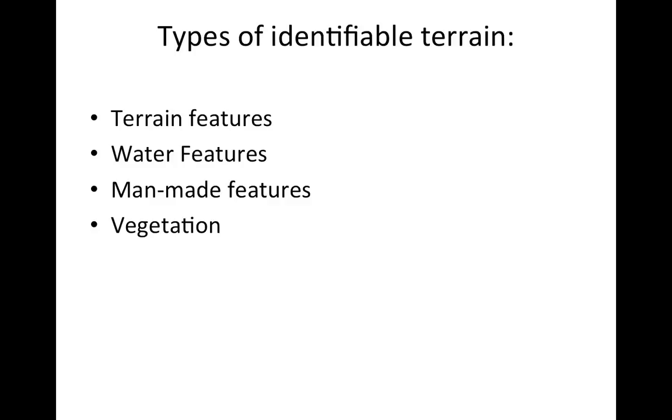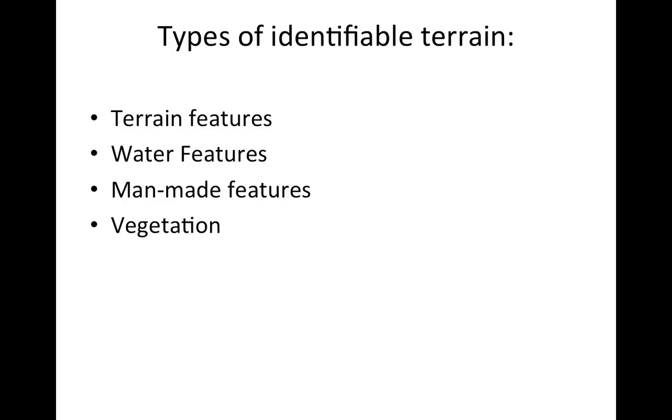While features like water and man-made features and vegetation might shift over time, and if you have an old map, might not be accurate. Now, in certain circumstances, these terrain features will be much more important to you and much easier to navigate off of. For example, if you're in a city, man-made features are very important.